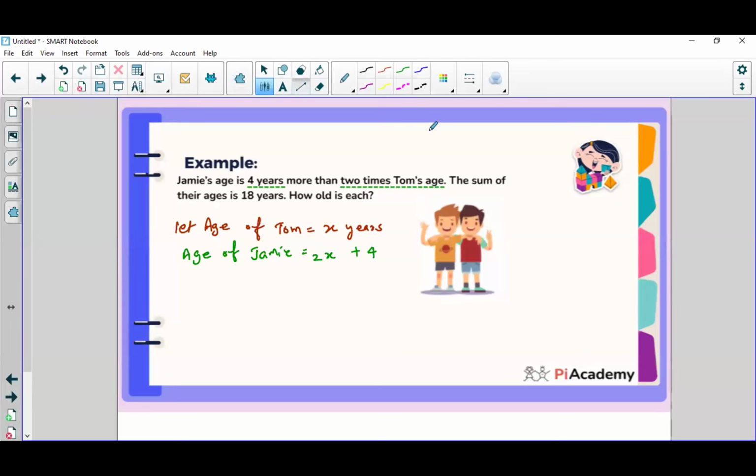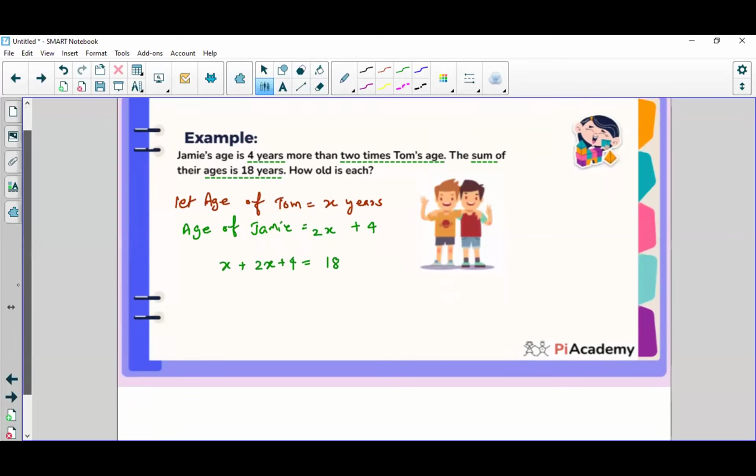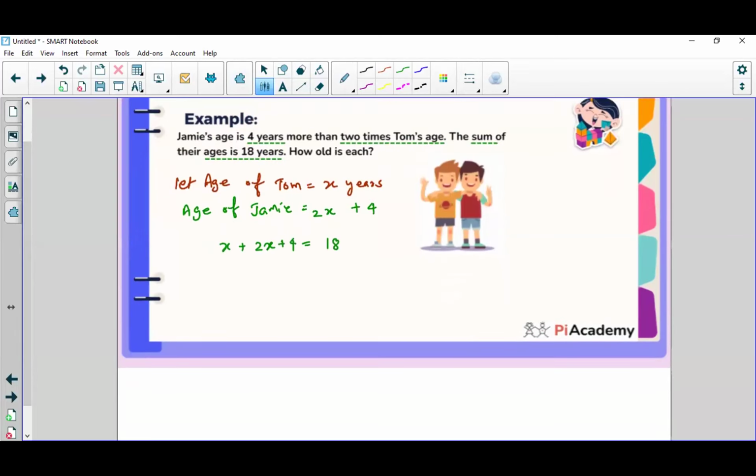Now, the next condition is given: the sum of their ages is 18 years. The sum of both of the ages is 18. So I know the age of Tom, which is X, plus the age of Jemmy, which is 2X plus 4, and the total is 18 years, right? So now we just have to collect the like terms here. X and 2X combine to give me 3X plus 4, which is equal to 18.